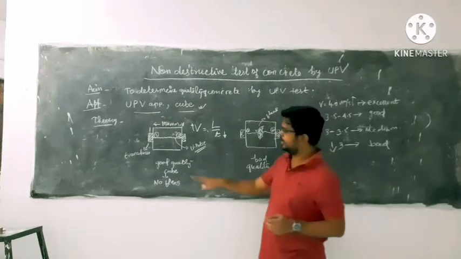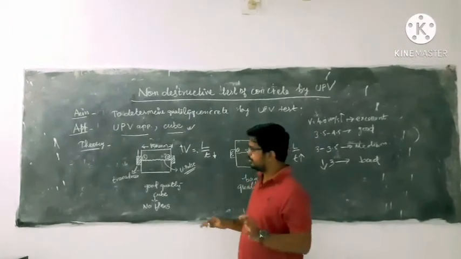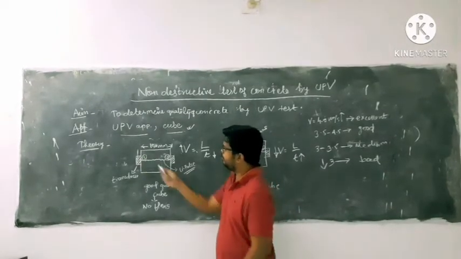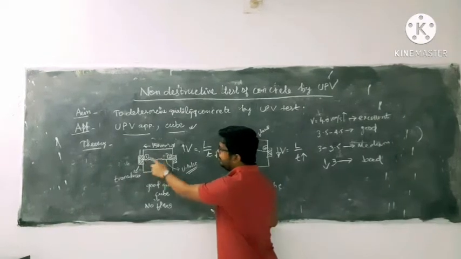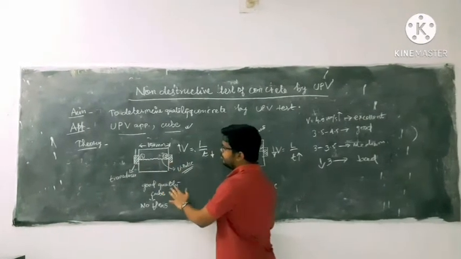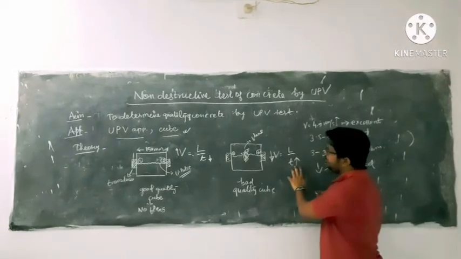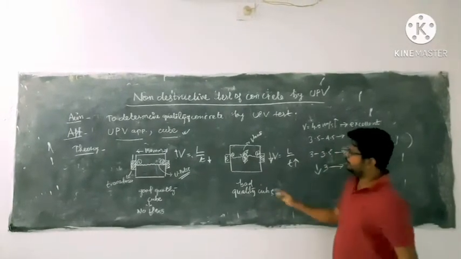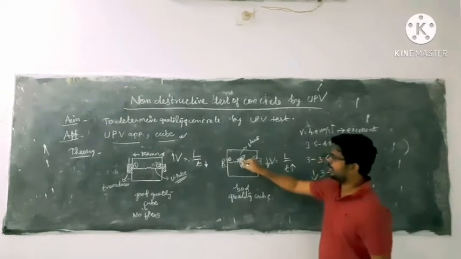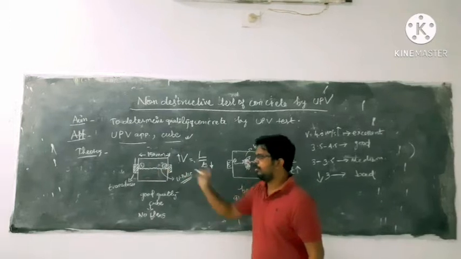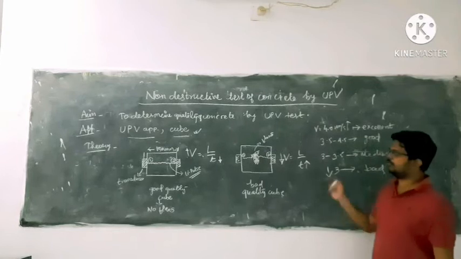In case of a good quality cube, there are no flaws or very minimum flaws. So the ultrasonic pulse will take less time to move from point 1 to point 2 in case of good quality concrete as compared to bad quality concrete. It will take more time in case of bad quality concrete because there are some flaws there. So we will find out the velocity from this time.